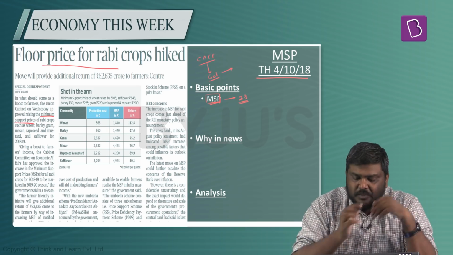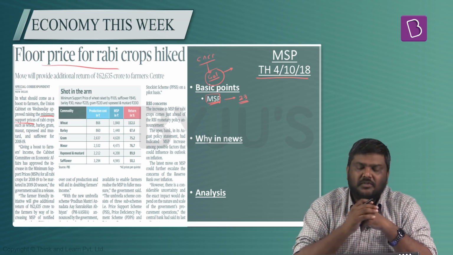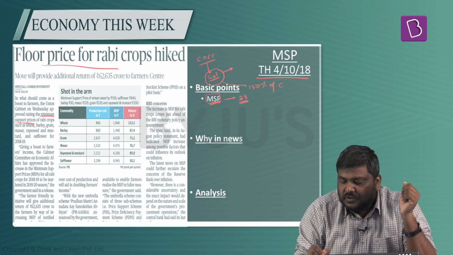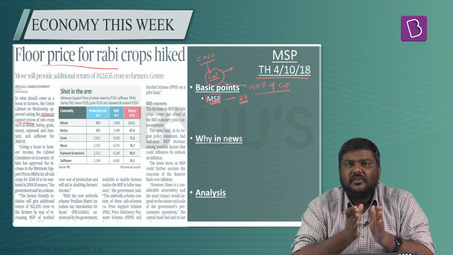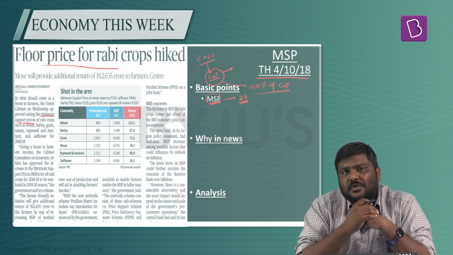But very recently, Government of India has basically stated that henceforth the MSP that will be announced will be at least 150% of cost of production. Or else, in simple terms, they will also mention that it will be 50% over the cost of production. Now, what is the cost of production?